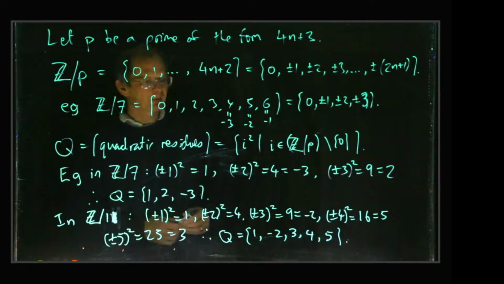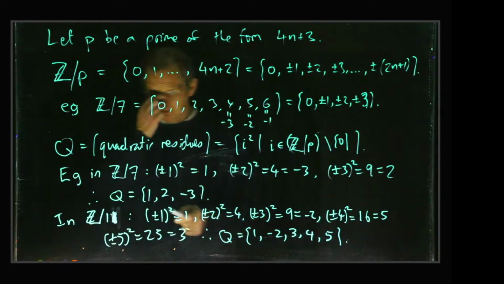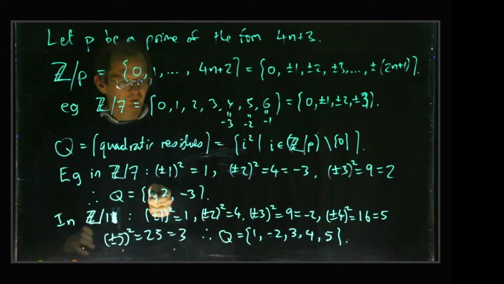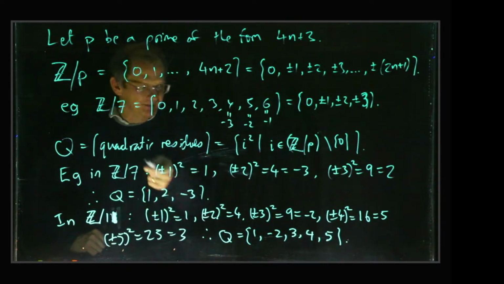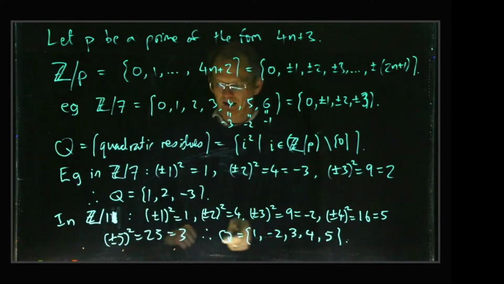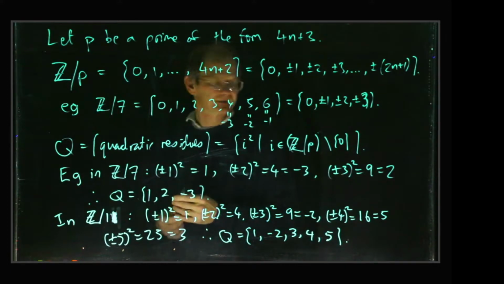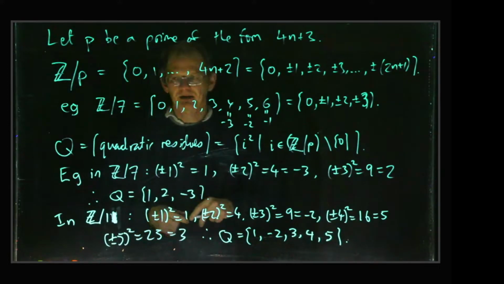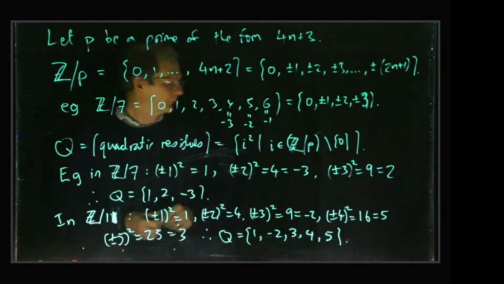Okay, so a pattern that we notice here is that in both of these cases, in your Q you've got the numbers 1, 2, and 3, except that some signs are plus and some are minus. And in this case, again, your Q is 1, 2, 3, 4, 5, except that some of them have an attached minus sign. And that's a general thing, which we'll explain in a minute.